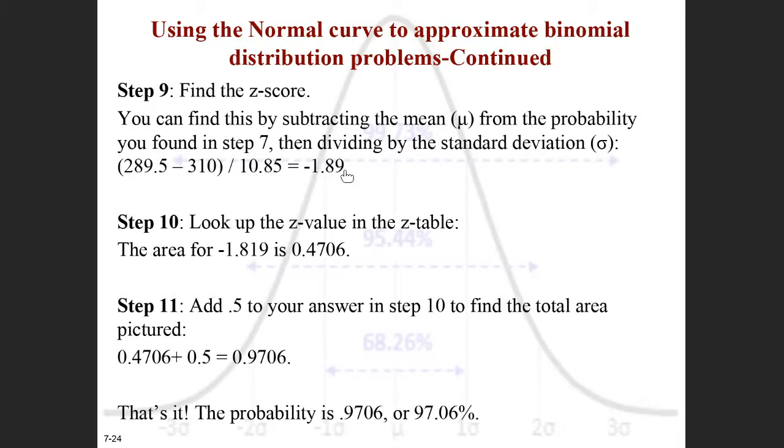Now, when you go to the z-table, you can look this up and it will give you what the area is. So the area for the z-score of minus 1.89 is 0.4706, or 47.06%. You add 0.5 to your answer. And why do you add 0.5? Can anybody tell me?